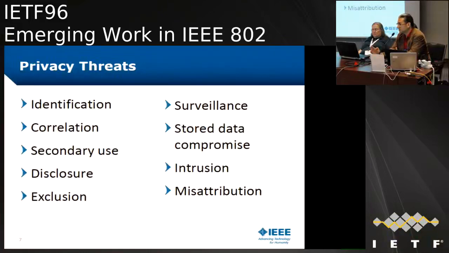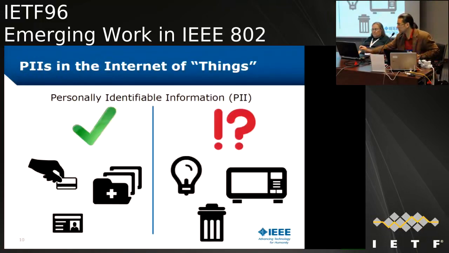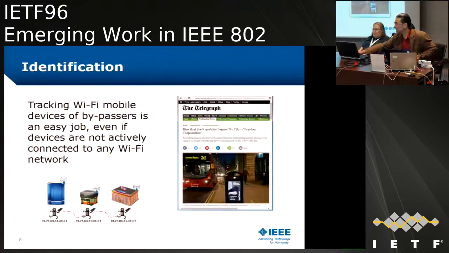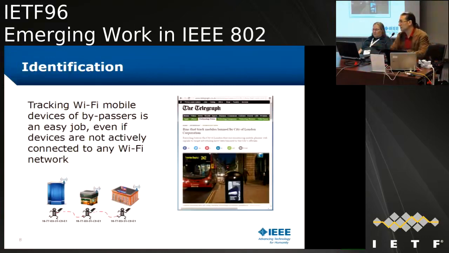This is just a subset of threats, but it gives you an idea of what we mean. It's identification, correlation, secondary use of the information, disclosure of this information, exclusion, surveillance, so monitoring individuals, compromising the stored data, intrusion, and misattribution. I'm going to concentrate on the first two, identification and correlation, because those are the ones more relevant for IEEE 802.